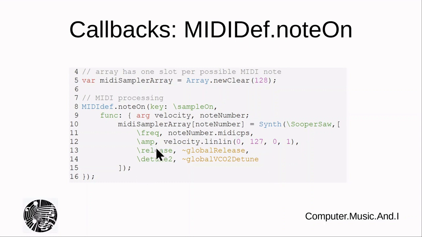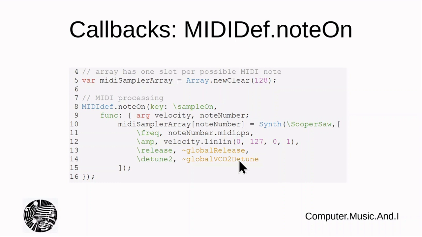Okay, and for the release and the detune, we are taking our global variables. So we've got the state of the synth, and it's stored within these two variables, and these will later be used and will then be manipulated with control messages. This is this thing that we see later.